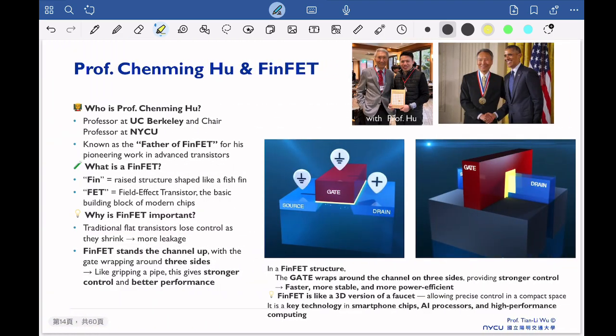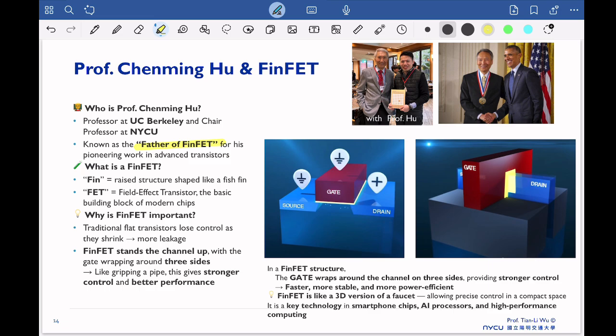If we talk about the FinFET, then we definitely have to mention who is the father of FinFET, and that is Professor Chenming Hu. Professor Hu is now a professor at UC Berkeley, but also a chair professor at our NYCU, and he is known as the father of FinFET for his pioneering work in this advanced transistor.